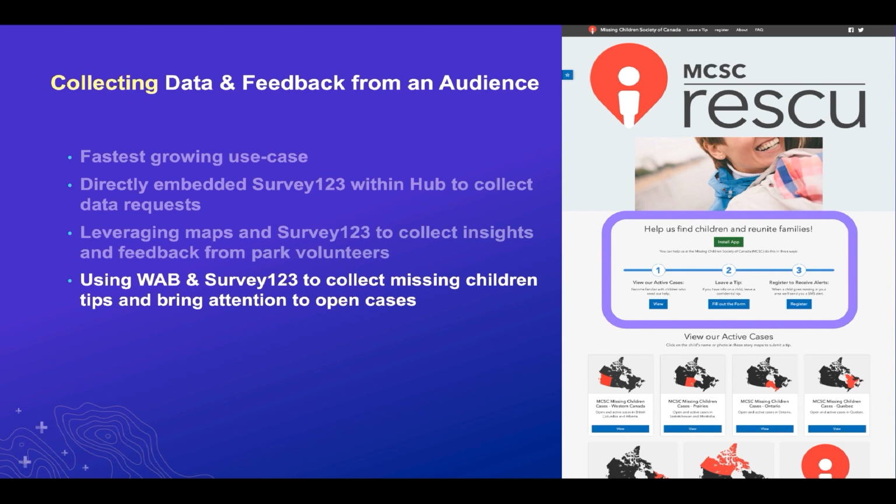They want you to help us find and reunite children and their families by installing an application if you need to, viewing the active cases, leaving a tip via Survey 123, or registering to receive SMS alerts when some sort of Amber Alert, our version of it in the US, or whatever a missing child report comes out in whatever municipality that might be.